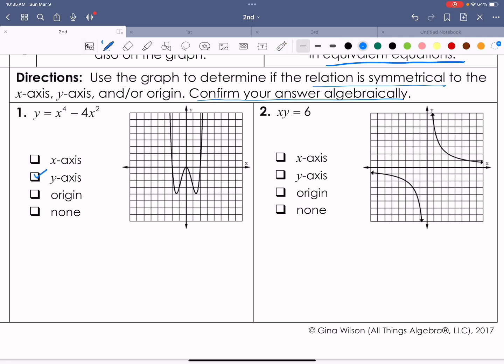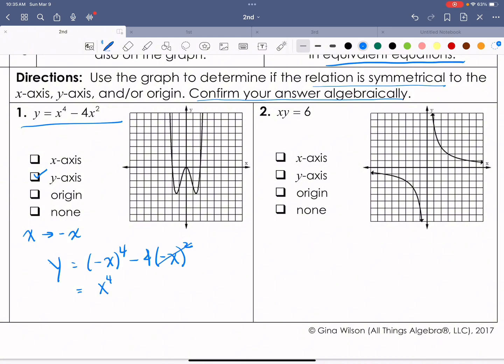Now, how can I confirm this algebraically? Well, for anything that is symmetrical about the y-axis, I should be able to replace x with negative x. So let's come up here and we're going to rewrite this. Everywhere there's an x, I'm going to put a negative x, and then I'm going to simplify it and see if it matches the original equation. Well, negative x to the fourth power would change to positive x to the fourth.